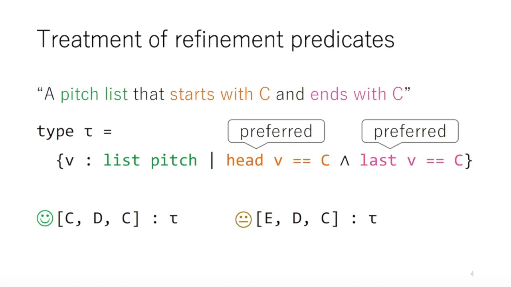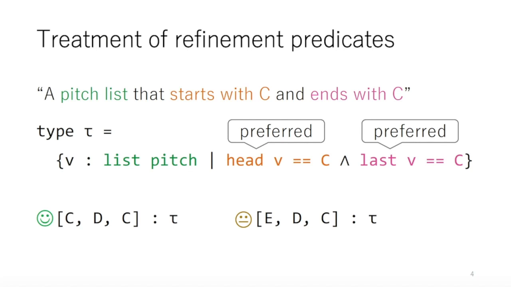However, the uniform treatment is problematic in situations where we use refinement types to describe specifications of music, since music has a rather vague notion of correctness. For example, when writing a melody in the style of the common practice period, it is preferred but not required to start and end with a tonic note, where the tonic is the first note of a scale.